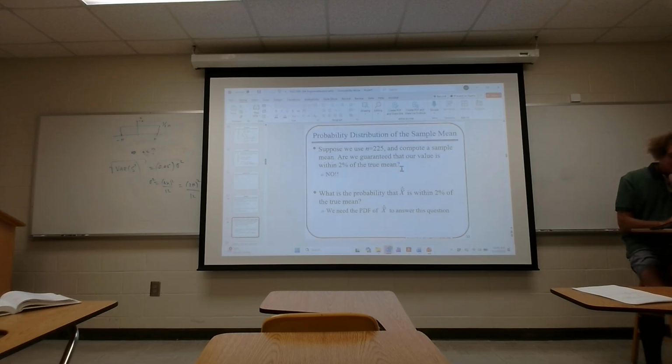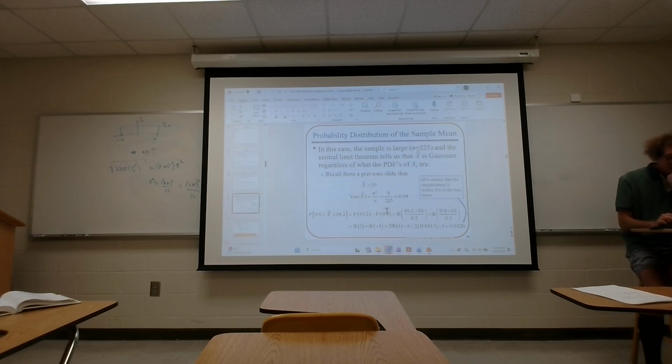And he says, are we guaranteed? No, we're not. So what is the probability that the actual sample mean is within 2% of its true value? We need the probability density function of the sample's mean. All right, you got me on this one? So we're going to have a probability density function that the mean of the sample will be, basically going to get that density function.